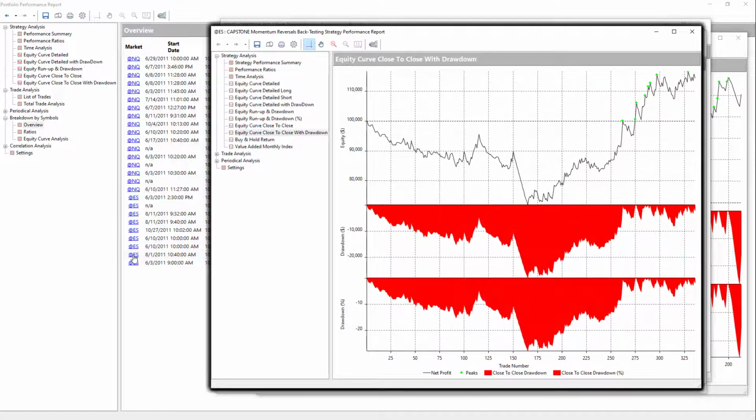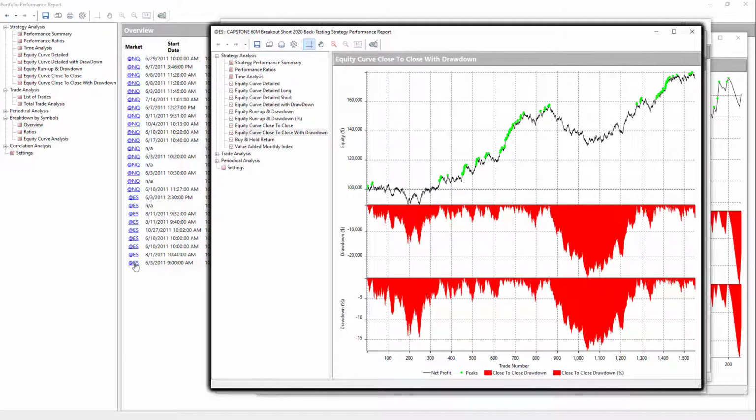We have the short only side, momentum reversals. This has done really well on the short side on the ES, really well. So we've had a lot of good trades on that. And 60-minute breakout short has done well also, just taking the short trades and maybe not necessarily the long reversals.